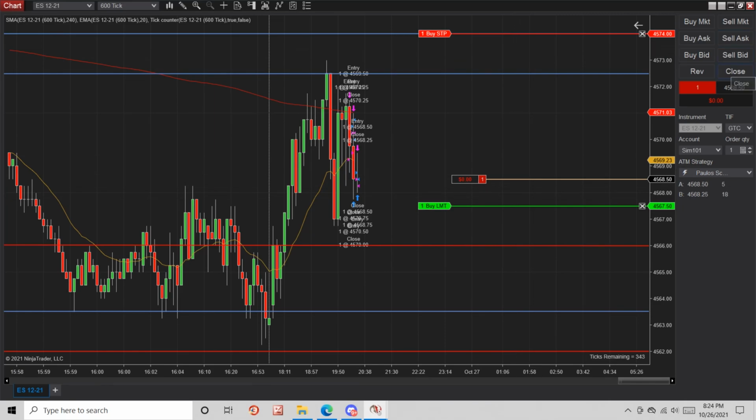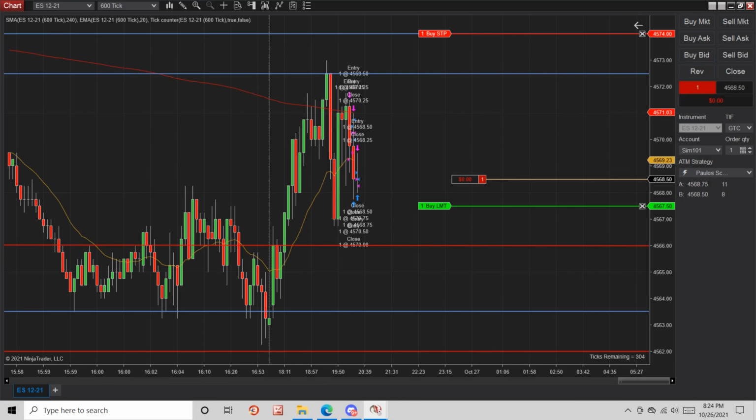So now let me go back to my old trading. So now you guys should understand my ATM strategy, my account, my order quantity, my TIF, my instrument, and then all these buy market, sell market, buy ask, sell ask, buy bid, sell bid, close. This rev does not matter. I never use it, so you guys don't have to worry about this.